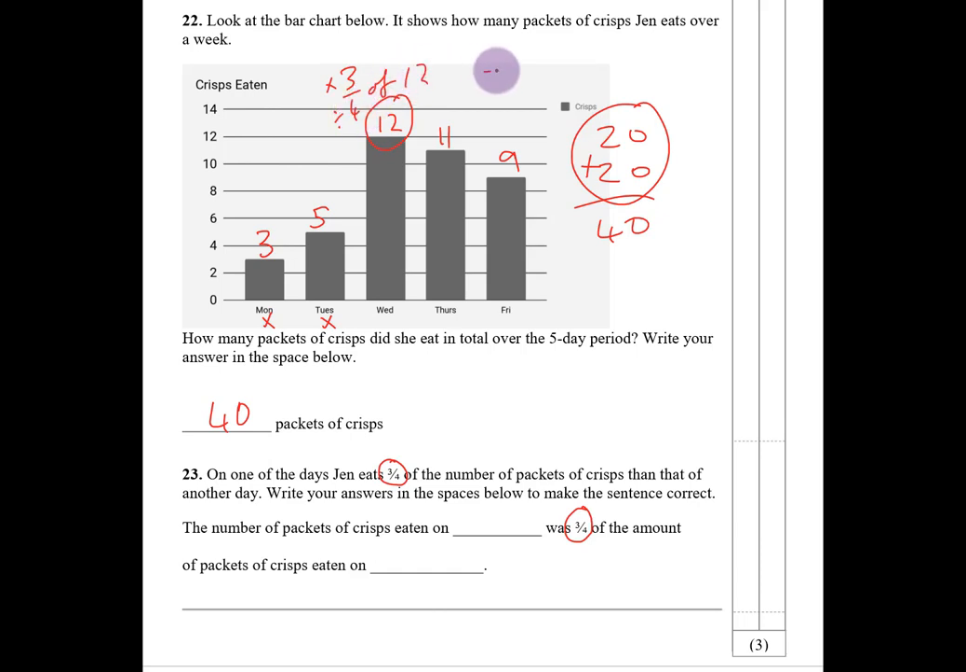So 12 divided by 4 is 3, and then 3 times 3 equals 9. And does one of the other days match up with 3/4? Yes, it does. It's 9. So we've got our 2 days. We've got the Wednesday and the Friday.